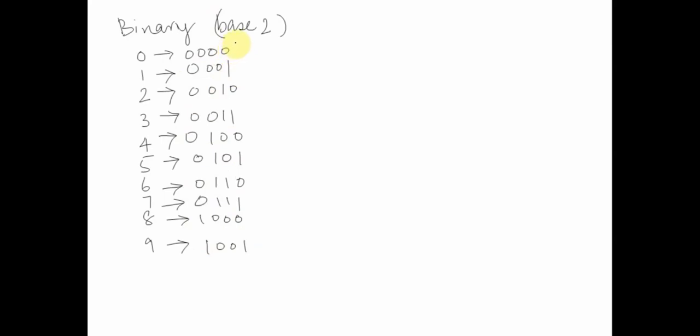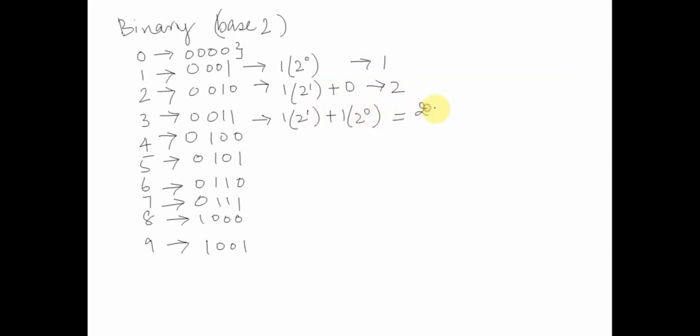this is 0, all digits being 0. This is nothing but 1 into 2 raised to power 0. This is nothing but 1 into 2 raised to power 1 plus 0. This is 1. This is 2. This is nothing but 1 into 2 raised to power 1 plus 1 into 2 raised to power 0, which is 2 plus 1, equal to 3. Right? Similarly, if we convert these decimal numbers into binary, this would be the one.